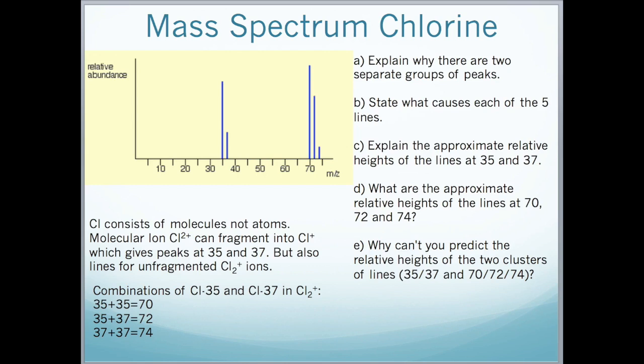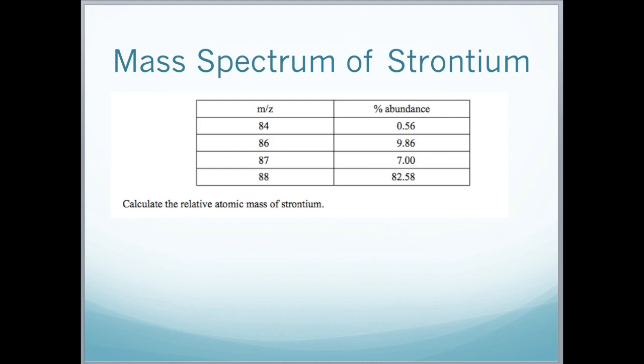Okay. And the final question is, calculate the relative atomic mass of strontium. So sometimes you might not be given the graphical representation, you can just be given the mass-to-charge ratio and the percentage abundance. So how would we calculate the relative atomic mass here? In this case, because we only have 1+ ions, the m/z value tells us the relative isotopic masses, which is these here.